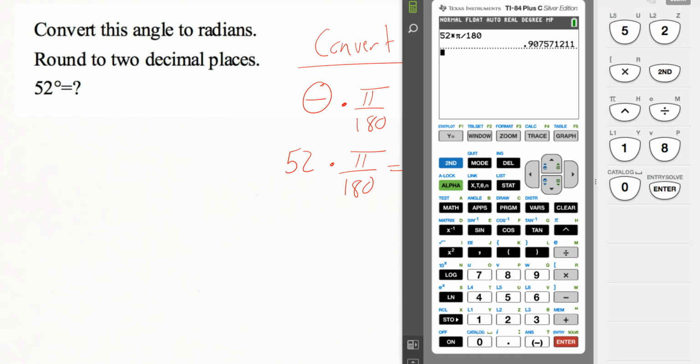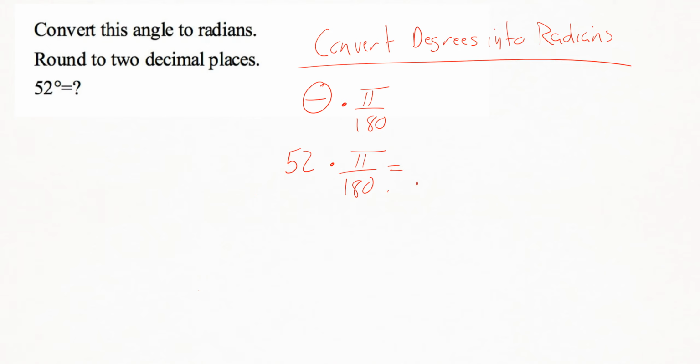0.90757. This question wants it rounded to 2 decimal places, so the 7 behind that 0 will round this up to a 1. So 0.91 will be our final answer. So the final answer here is 52 degrees is the same as 0.91 radians.